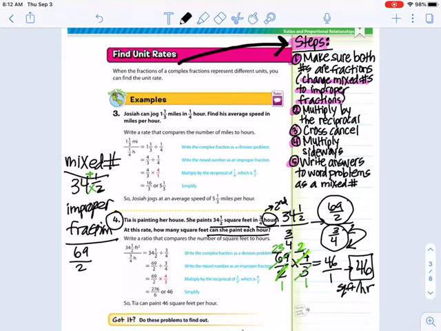Now, when I paused, it's because I was looking at the way that the book does it, and the book does it a little bit differently. They do not show you to cross cancel. One reason I don't like that is because if you don't, then you'll notice right here, your numbers are going to be larger. So I always prefer to cross cancel because it keeps our numbers smaller.